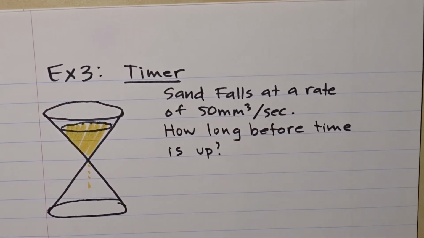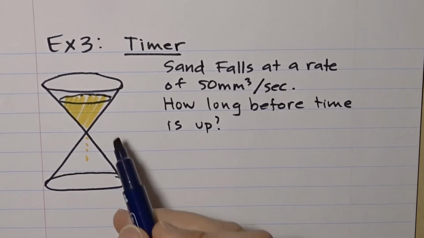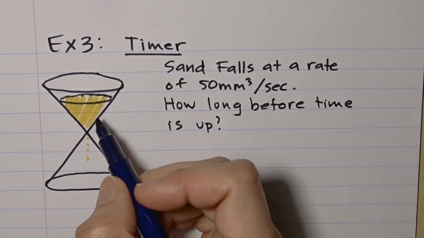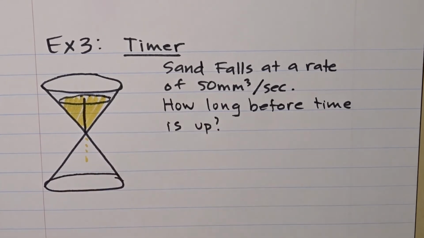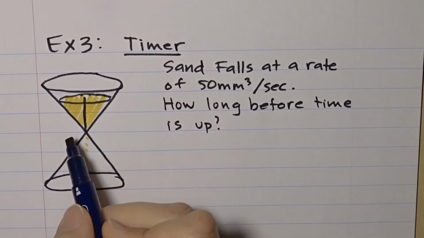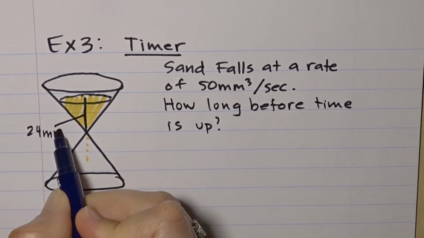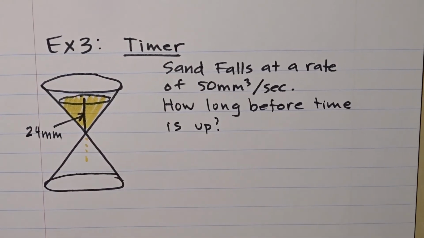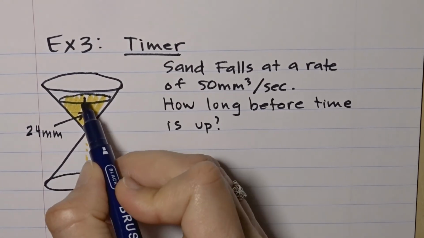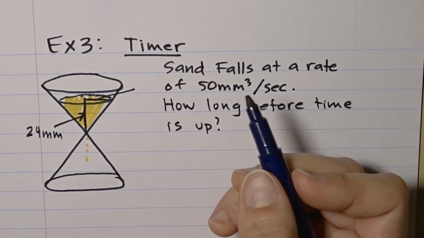Right, so we do know that when it's empty on the top, time's up. So we need to find out how much volume of sand we have originally. And they're telling us that the height of the sand, or the cone which is filled with sand, is going to be 24 millimeters. And the radius of this little circle here is 10 millimeters.